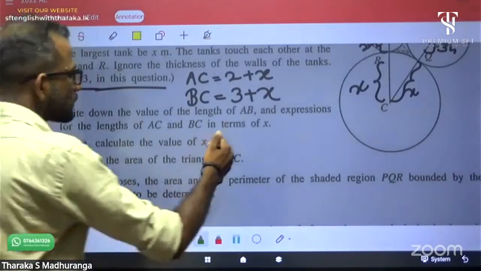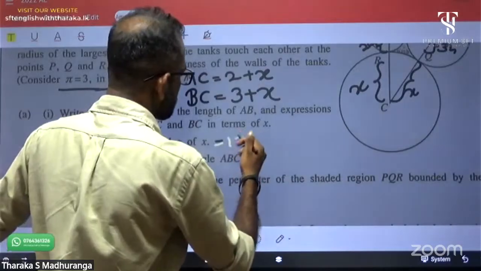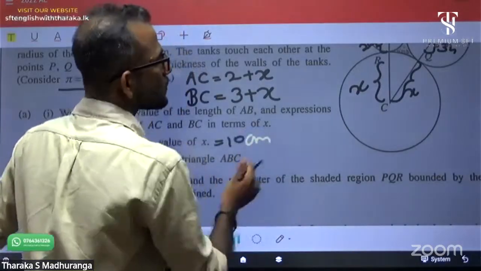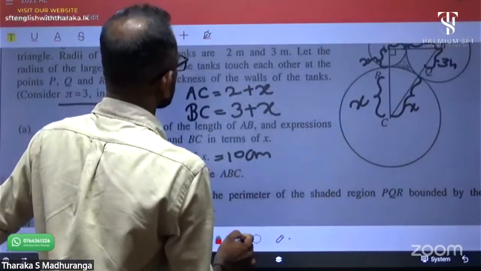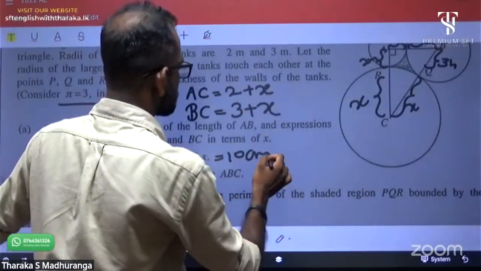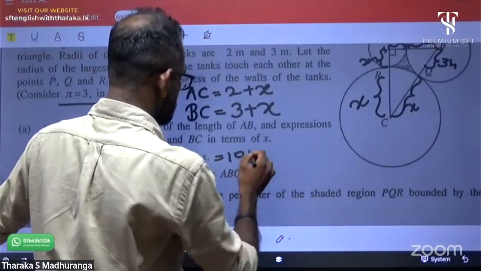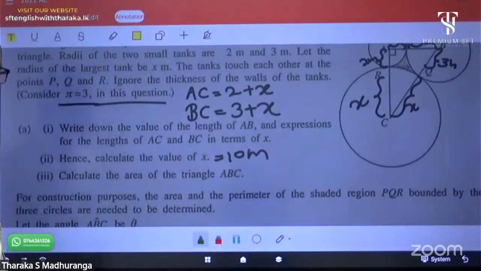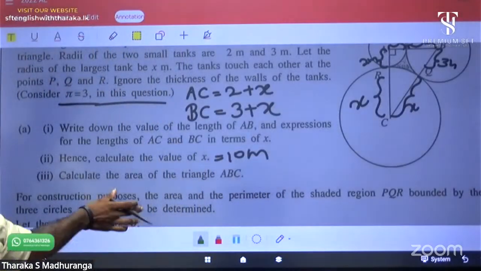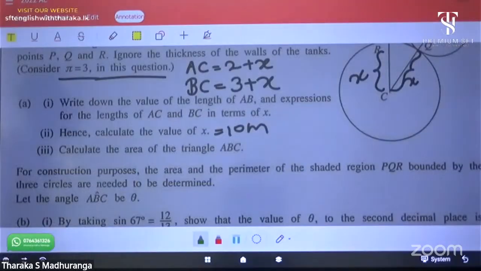Okay. The value of x is done. X equal 10. 10 centimeter. Or meter. Sorry, 10 meter, because this value is given in meters. 10 meter. Dino. 10 meter. Calculate the area of ABC triangle.